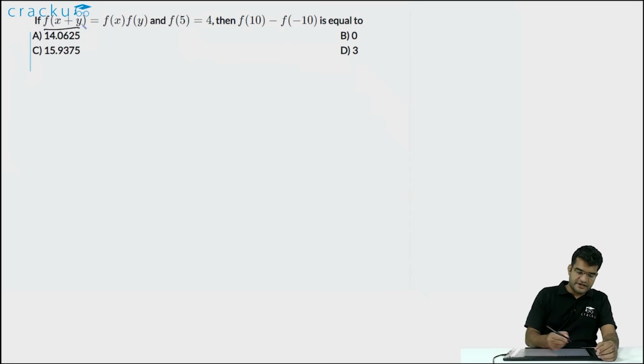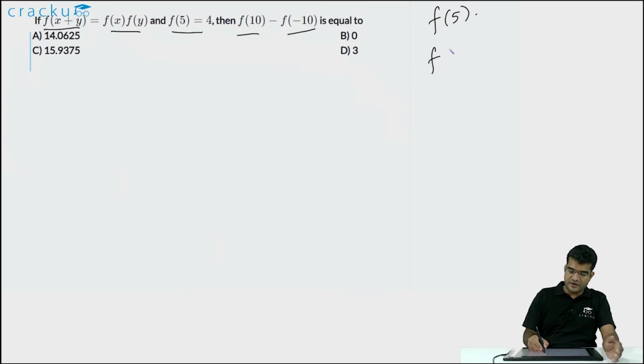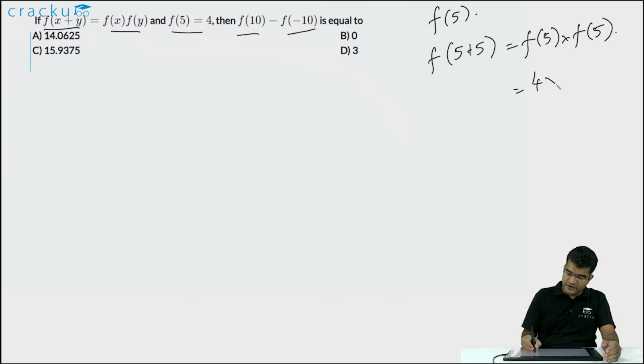In this question, we are told that f of x plus y is equal to f of x into f of y, and we are told that the value of f of 5 is equal to 4, and we are required to calculate the value of f of 10 minus f of minus 10. We are given the value of f of 5, so the value of f of 10, which is equal to f of 5 plus 5, can be calculated. This will be equal to f of 5 into f of 5, or this is equal to 4 into 4, which is equal to 16. So as f of 5 is equal to 4, the value of f of 10 is equal to 16.